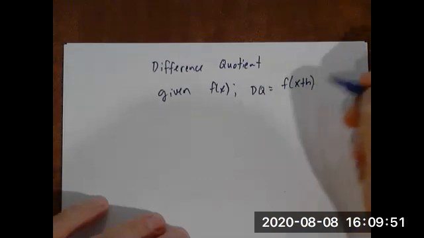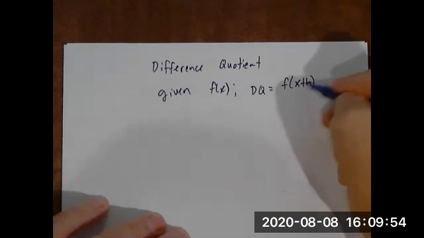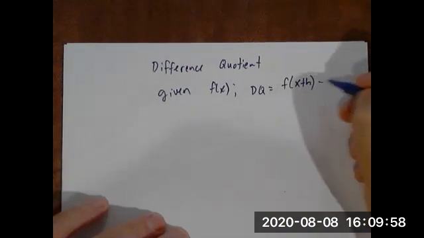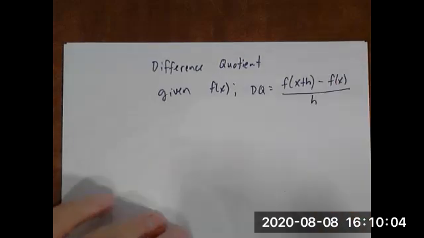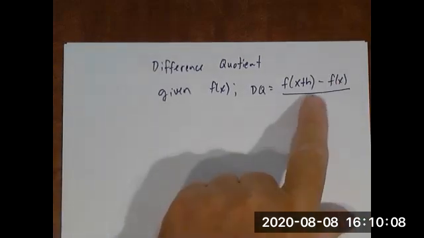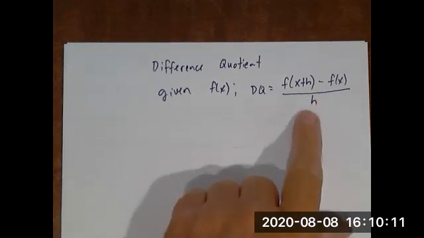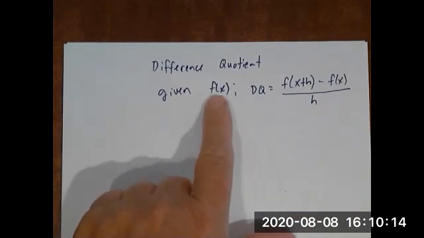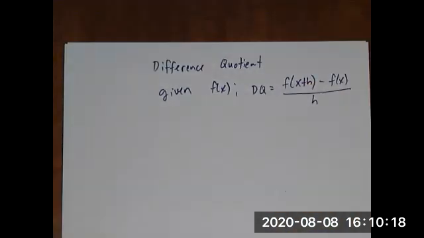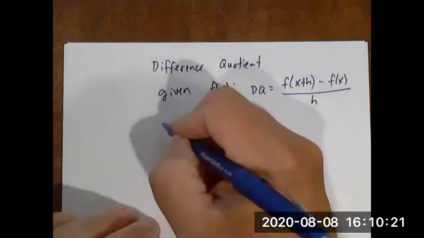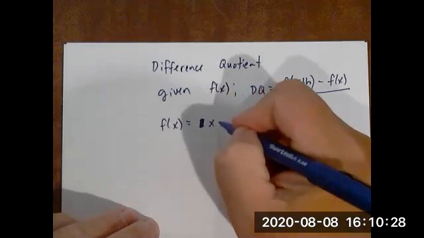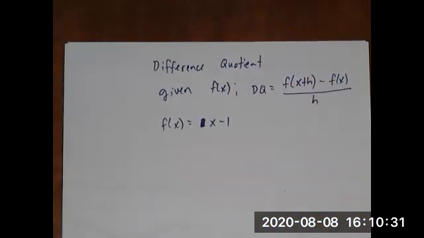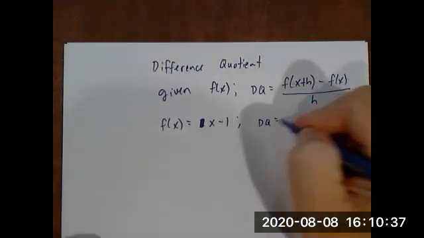f of x plus h, which is interesting. So I got two variables, minus f of x, all over the variable h. The reason I show you this is because they're actually going to have some homework problems where they're going to give you a function and they're going to say, based upon that function, calculate the difference quotient. In other words, we'll start with an easy one. For the function f of x equals x minus 1, find the difference quotient.